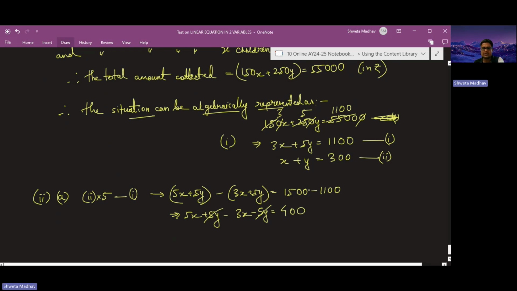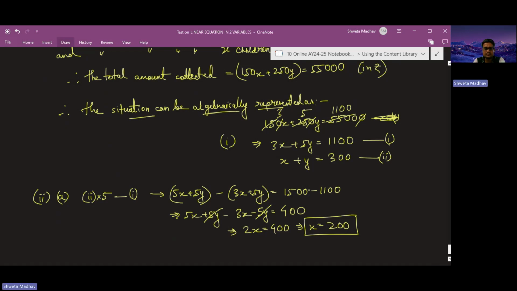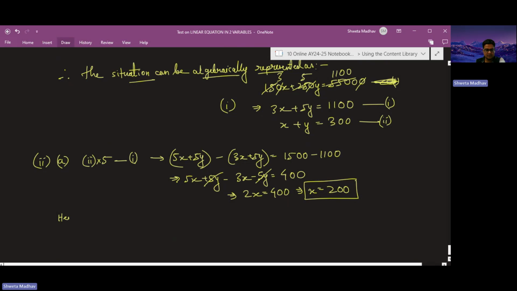So 5y gets cancelled and we get 5x minus 3x is 2x. 2x is equal to 400, so x is equal to 200. Hence, 200 children visited the amusement park on that day. So this is the answer for part 2A.